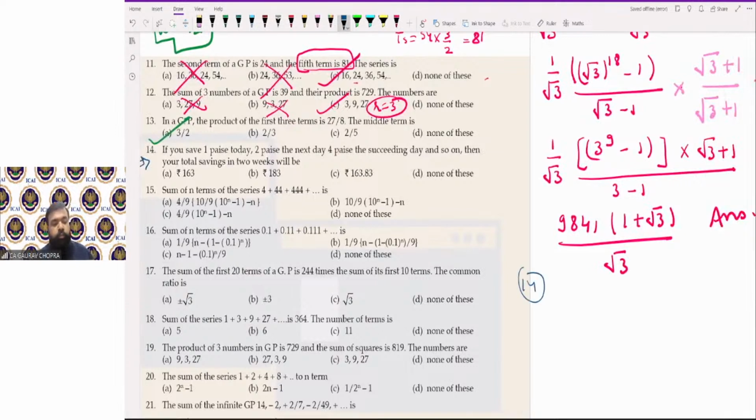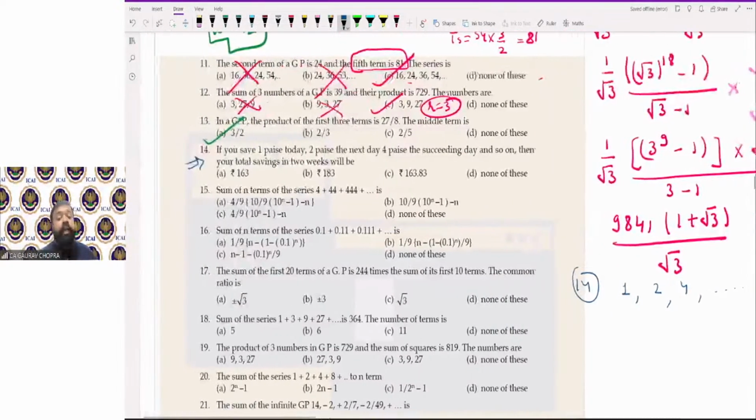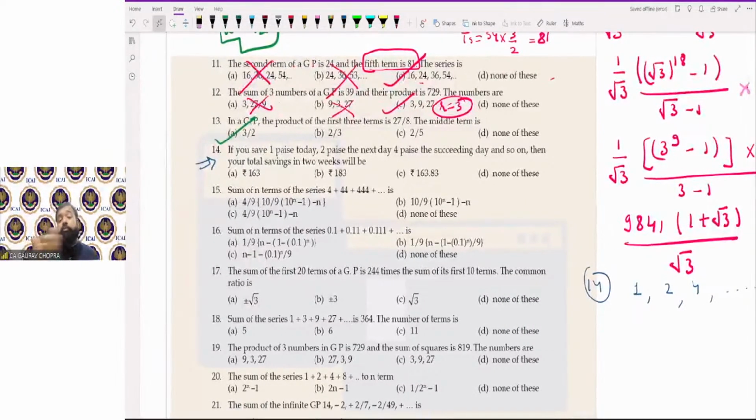तो क्वेश्चन नंबर 14 में 1, then 2, then 4, and so on. So in 2 weeks, that is in 14 days, number of days will be 14. आपको क्या निकालना है, 14 टर्म या फिर सम. तो क्वेश्चन की लैंग्वेज में ये आपको क्लियर हो जाएगा. यू हैव टू फाइंड आउट द टोटल सेविंग्स. टोटल सेविंग्स मींस आपको सम कैलकुलेट करना है. यू हैव टू फाइंड आउट द सम.